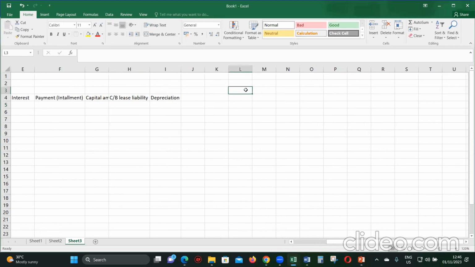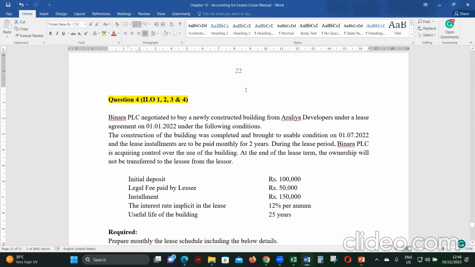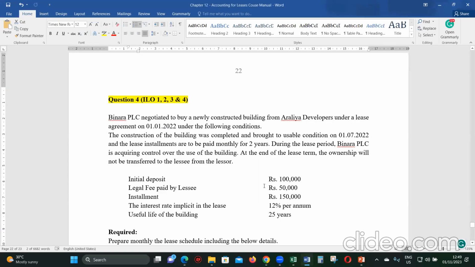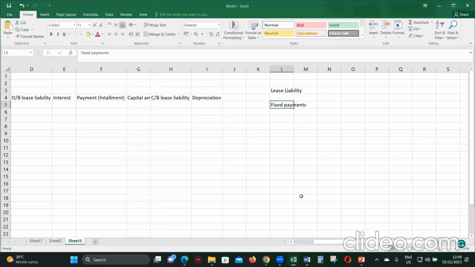First of all, we have to compute lease liability. That is the first thing. Under lease liability, there are 5 components. We are checking whether there are any fixed payments, right? Okay, so the fixed payment. Let's look at the question. The fixed payment is monthly you need to pay 150,000, right? 150,000. Remember, this is monthly. We are doing a monthly question. Do we have variable payments or other payments? No, right? Only 150,000 monthly.